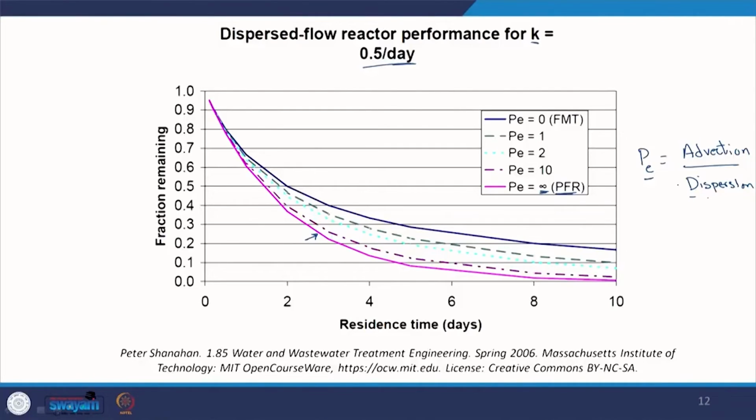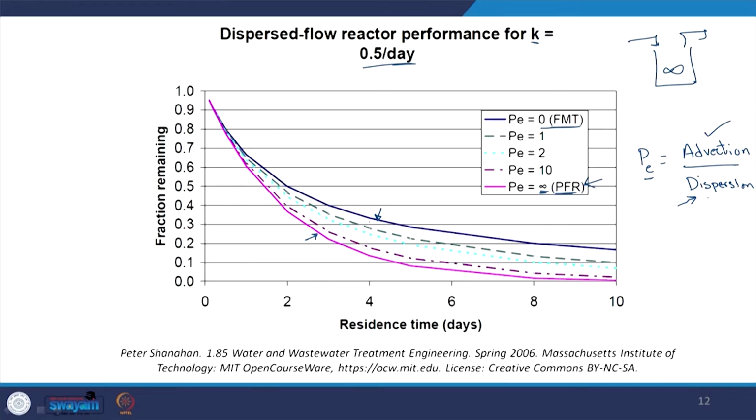So, advection versus dispersion. When the Peclet number is infinity, that means advection is very high, that is what we mean when we have a plug flow reactor. And as we decrease it, dispersion also has a role, and when it is only dispersion, there is no advection. Is there any advection here? No, it is completely mixed. So, that is why we end up with this.